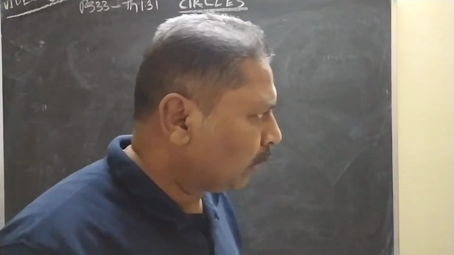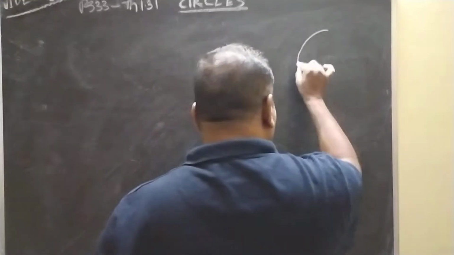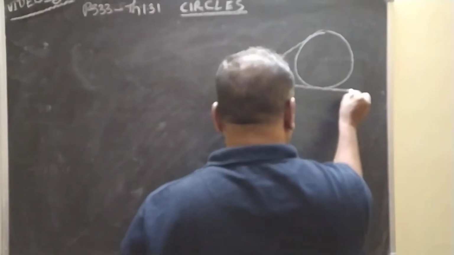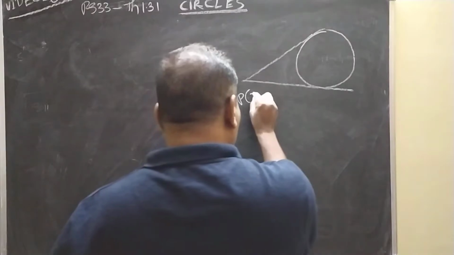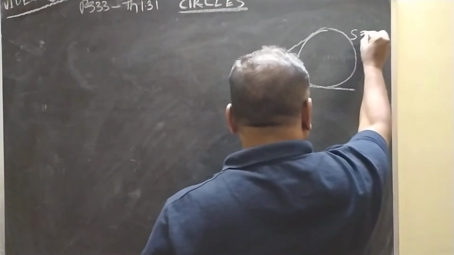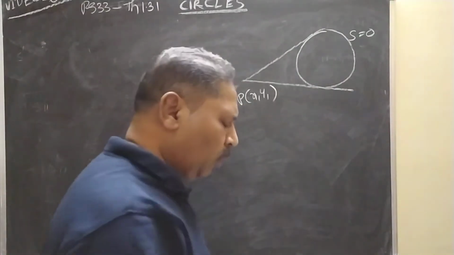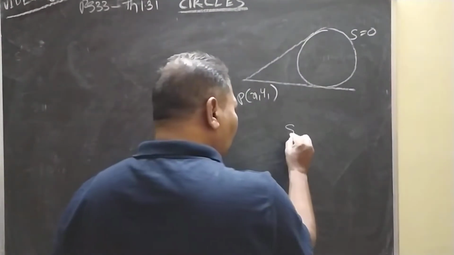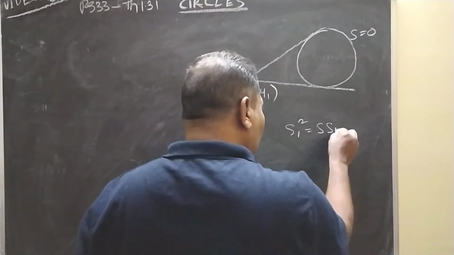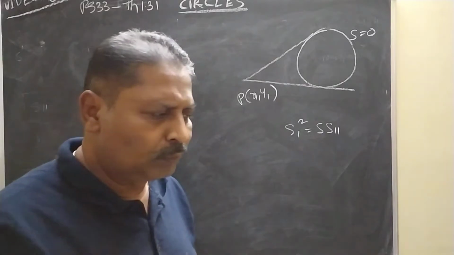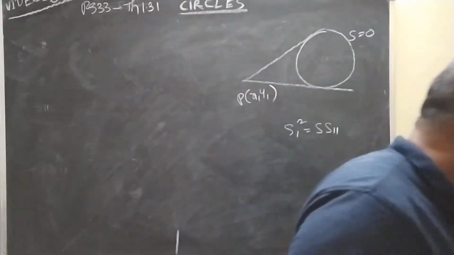The combined equation of the pair of tangents drawn from P(x1, y1) to the circle S = 0 is S1 square = S into S11. So what is the proof?